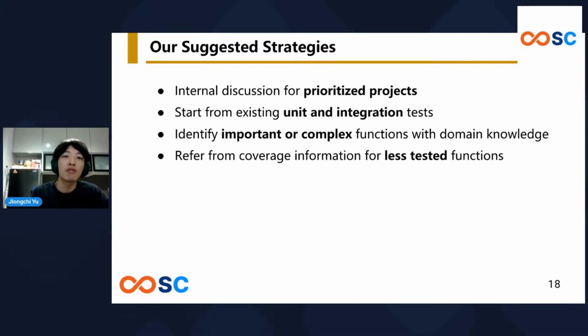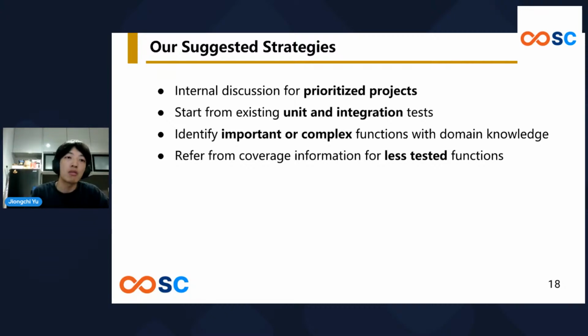We have some suggestions for developers when they are integrating their fuzzers. The first is internal discussion to prioritize projects, because it will take time to debug. For different projects, especially in OpenPrinting where we have many projects, we have to prioritize the most impactful projects to integrate first. We can start from existing unit tests and integration tests because they are already functional, and we can just replace their inputs with fuzzing input, which will save a lot of time and achieve good results.